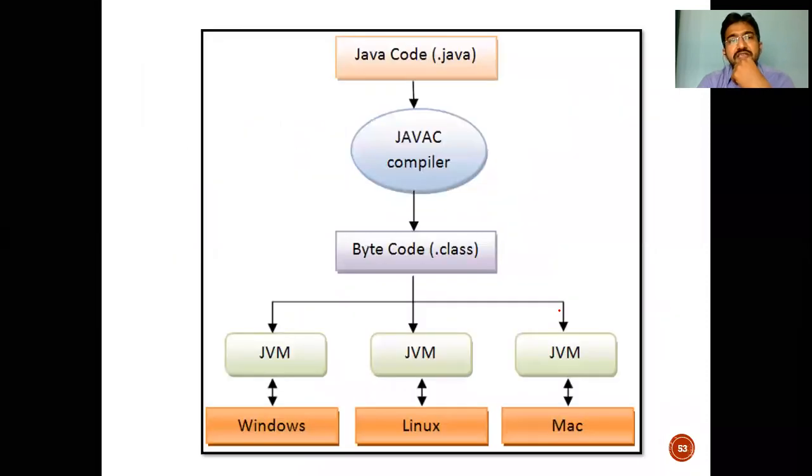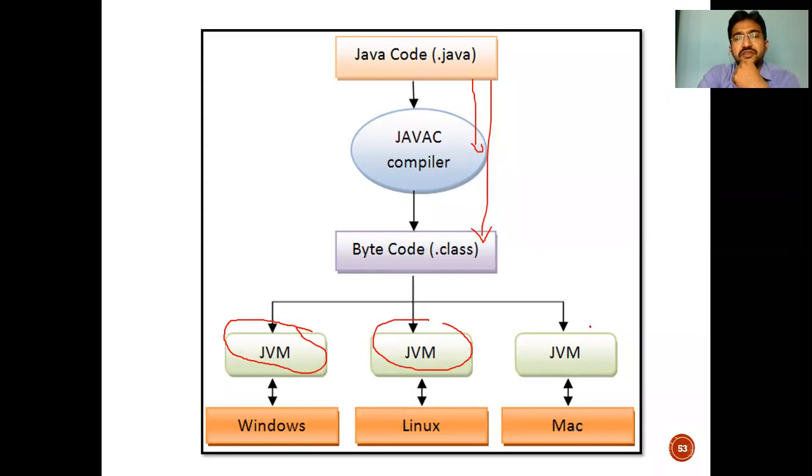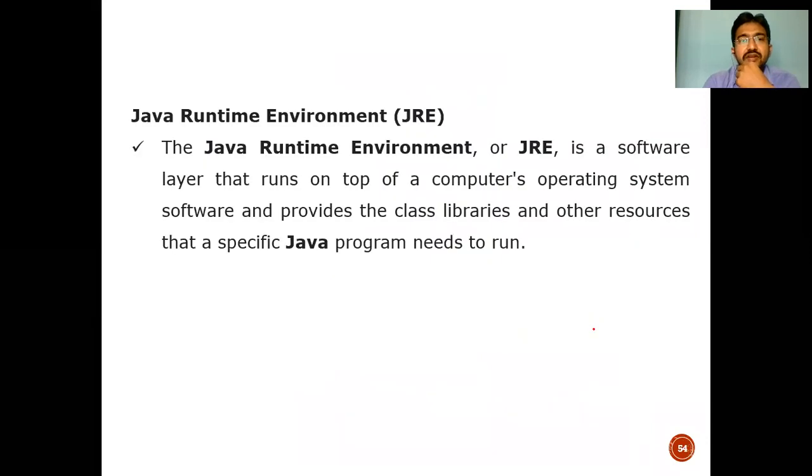For better understanding, the Java compiler converts a Java file into a class file here. On top of every operating system we have a JVM, a Java Virtual Machine. With the help of that Java Virtual Machine, we can run on any operating system, that is, write once, run anywhere.